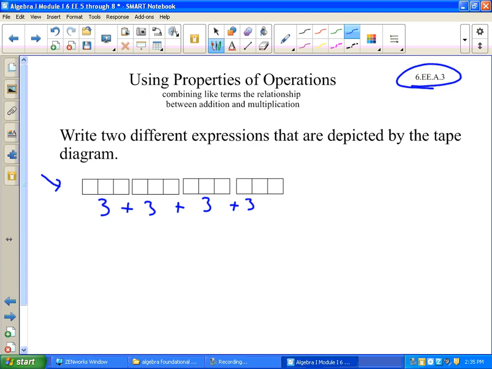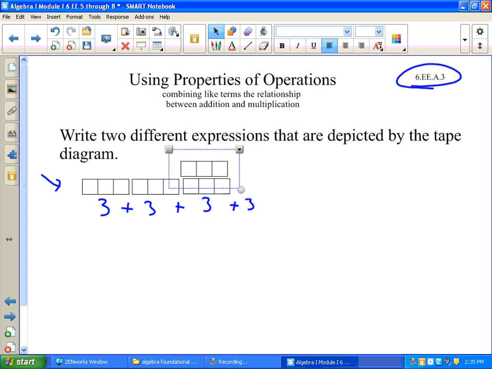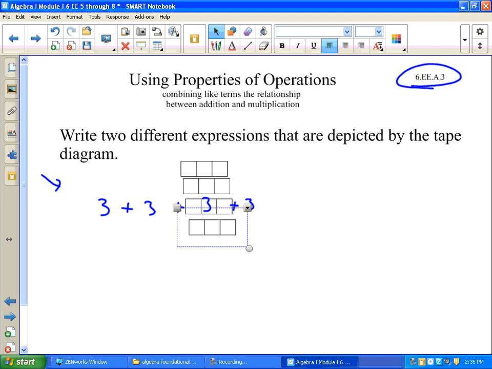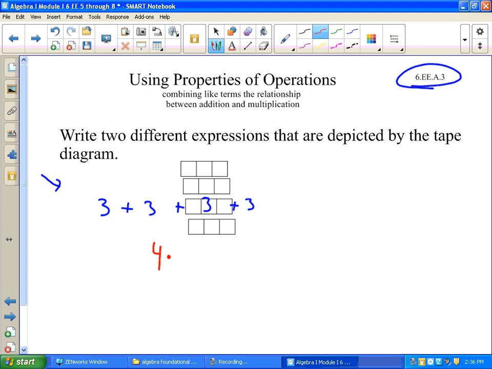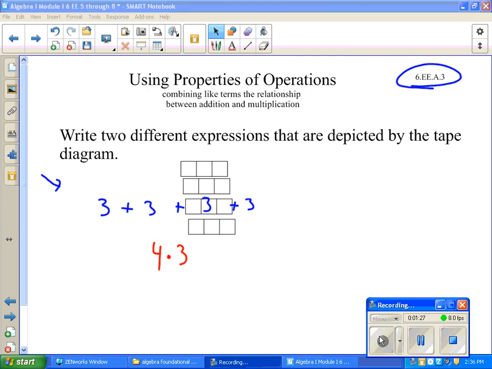Well, someone else might be saying, that's not what I see. I see that each and every one of these groups is exactly the same size. And what do I have here? I have four groups. So it's 4 times, how many things do I have in each group? Three things. So what does 4 times 3 mean? 4 times 3 means I have 4 piles, 3 things in each pile.